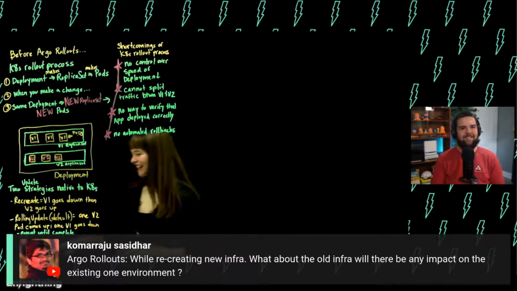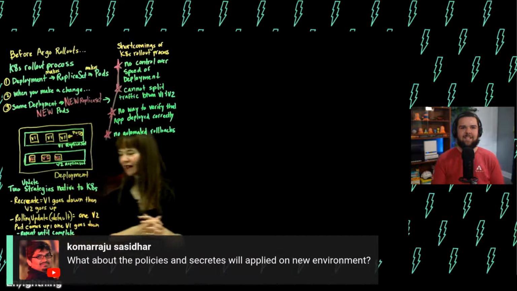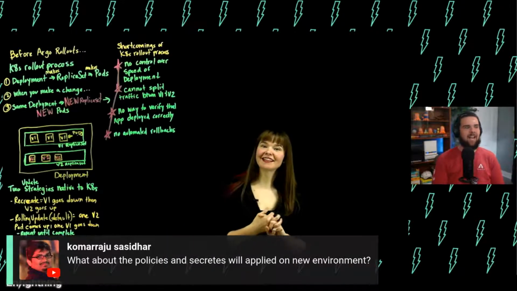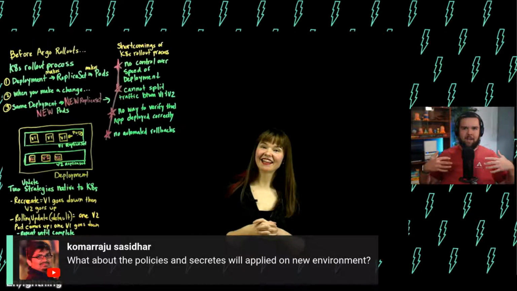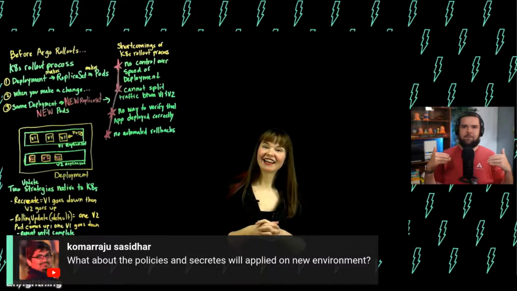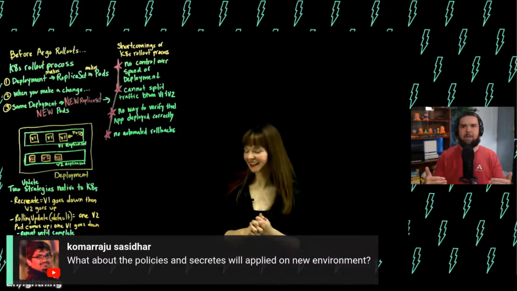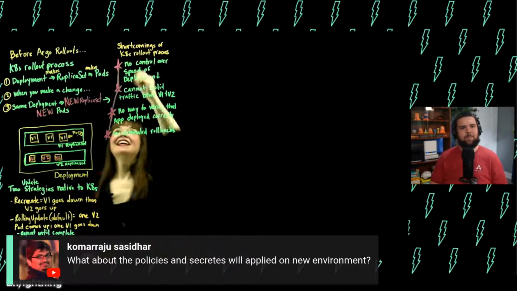I love it. And then Cormaggio has another one. What about the policies and secrets applied on the new environment? Yeah, so Argo Rollouts is focused primarily on pods and the actual running containers. It doesn't do progressive delivery of config maps and secrets and those sorts of resources. It's designed specifically to replace the deployment. So really, how you interact with pods and expose that.